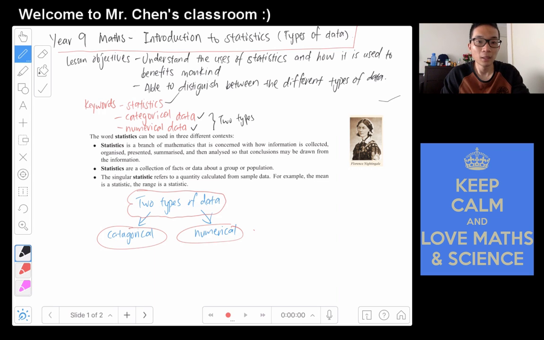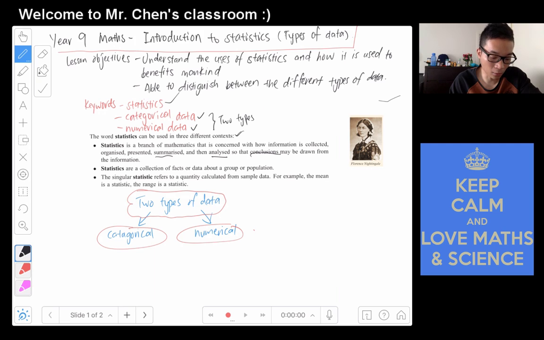Yeah, and the word statistics can be used in three different contexts. Okay, statistics is a branch of mathematics that is concerned with how information is collected, organized, presented, summarized, and then analyzed, so that conclusions may be drawn from the information.